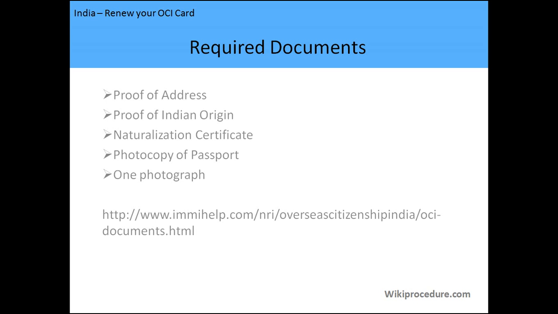For required documents, it's proof of address, proof of Indian origin, naturalization certificate, photocopy of passport, one photograph, and all the other required documents can be found from this URL that is provided here. But what I would recommend is that you contact your local appropriate offices, who should be able to help you out with the required documents, because there can be a change in required documents, and in some cases you would not have to carry a lot of documents just for renewing your OCI card. So I would recommend you contact your local appropriate officers. They should be able to help you out.